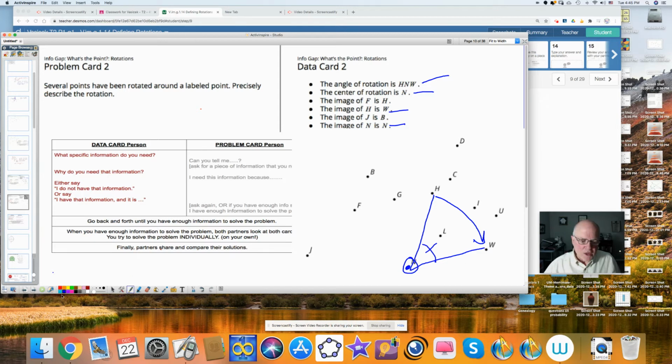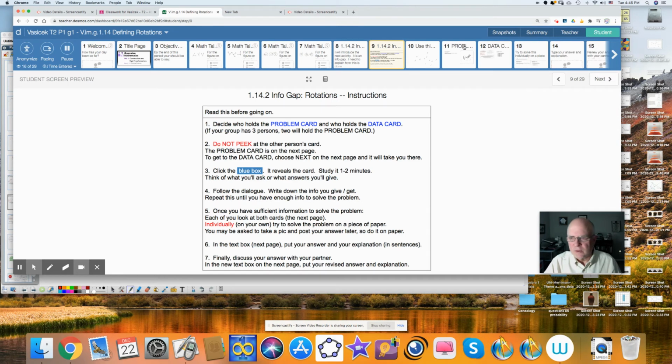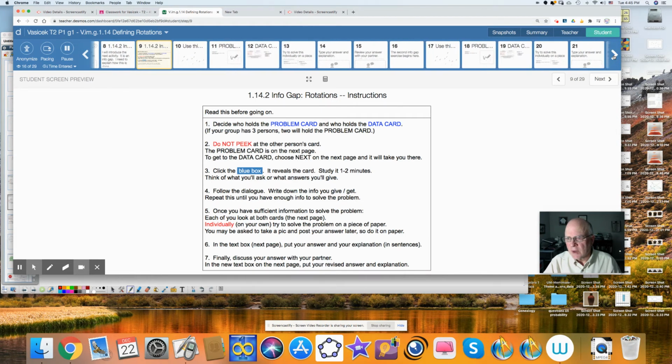So we each go to our own corner. We look at both cards. We try to write it down. I'm going to say the center is at N. The angle is angle HNW. The direction, let's see, this is going to go clockwise because it's going this way. And I'm going to compare my answer with my partner's. If we agree, we will continue and go on. If we don't agree, we will go back and try again and discuss it until we come to an agreement. Well, I think it's this because. I think it's this because. Okay, fine. I agree with you. And then you write down the common answer.